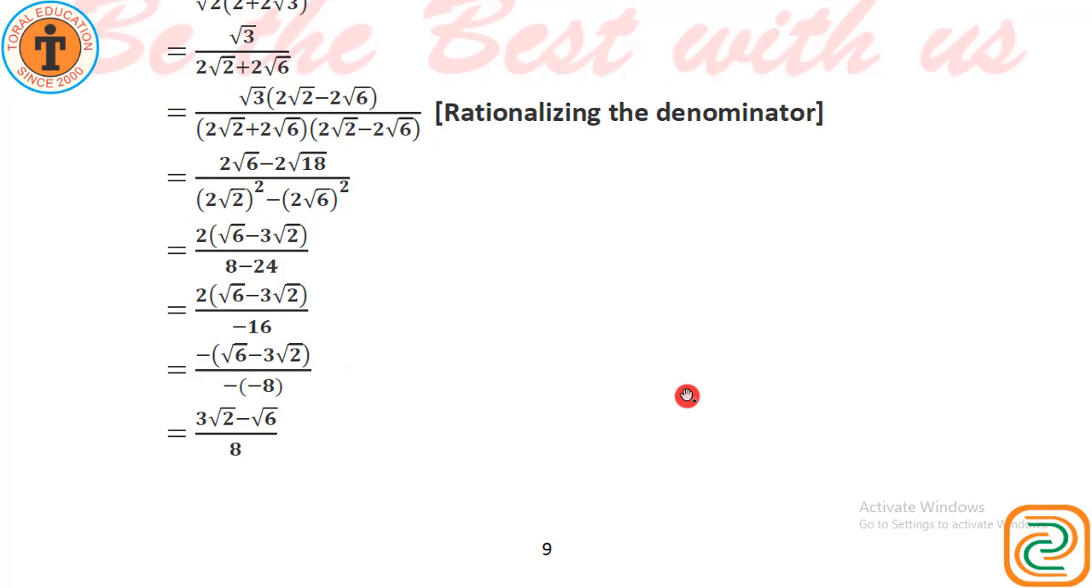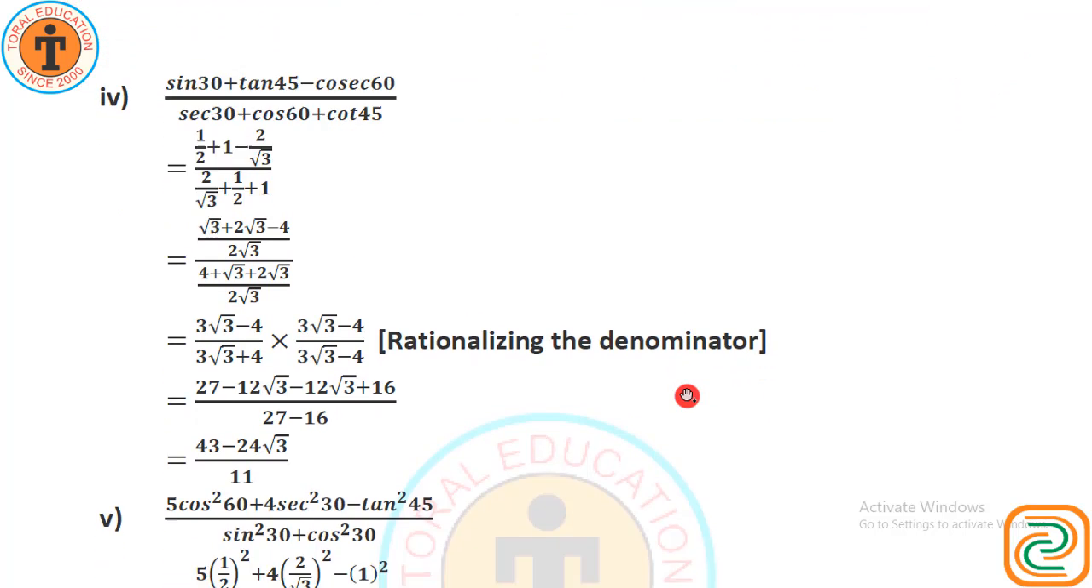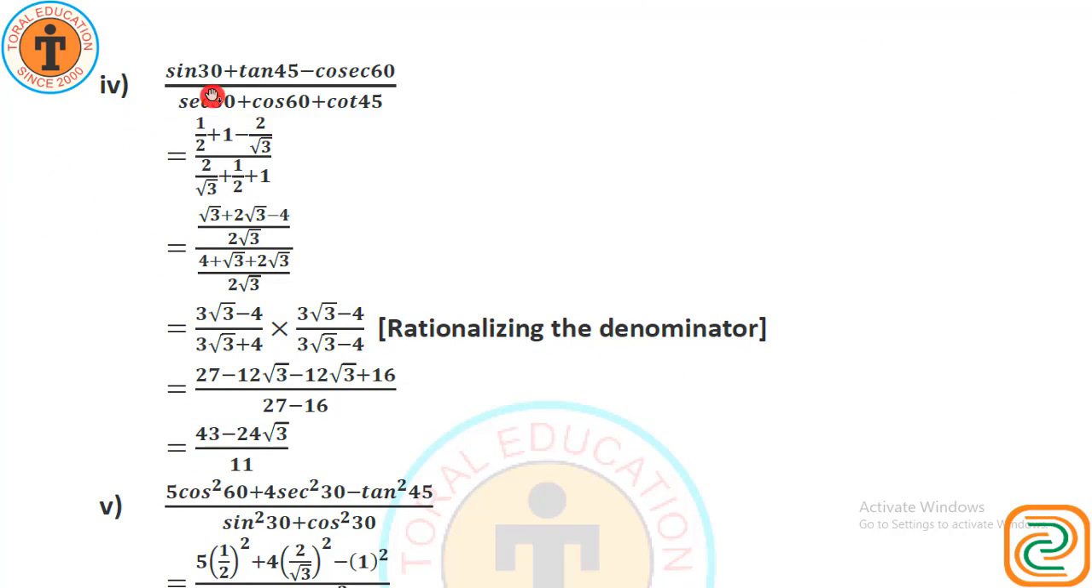Okay. Next sum, question number 4. Sin 30 plus tan 45 minus cosec 60 upon sec 30 plus cos 60 plus cot 45. This is our question. So sin 30 is 1 upon 2 plus tan 45 is 1 minus cosec 60 is 2 by root 3. Here sec 30 is 2 by root 3, cos 60 is 1 upon 2, and cot 45 is 1.